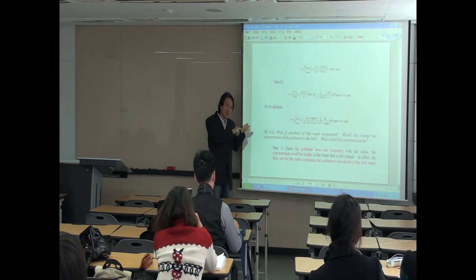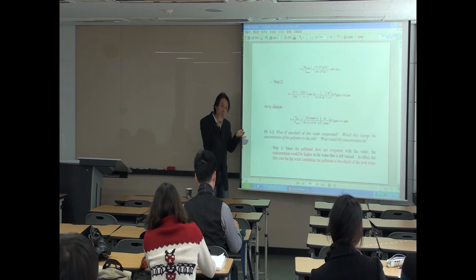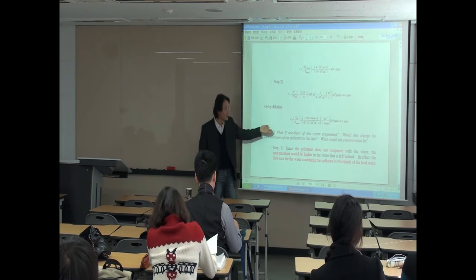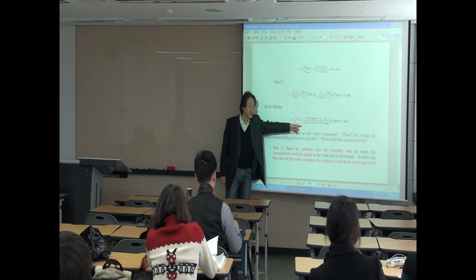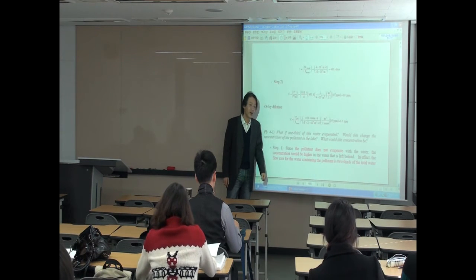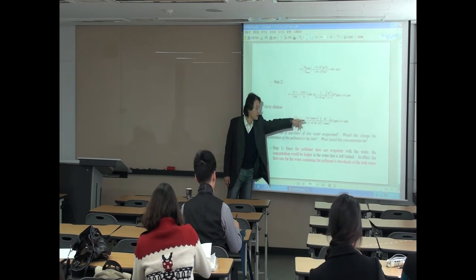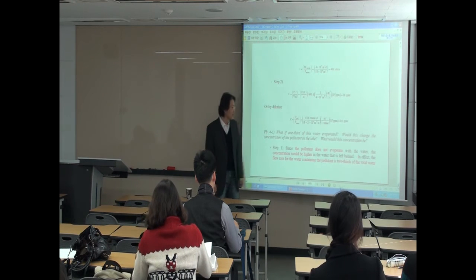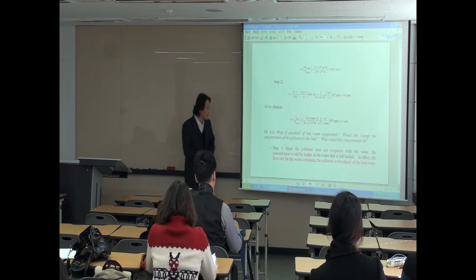In the previous case, you used 8 times 10 to the 4 cubic meters. Now you're using 10, right? So just divided by this portion, you can have 1.6 ppm. This is very simple, right.